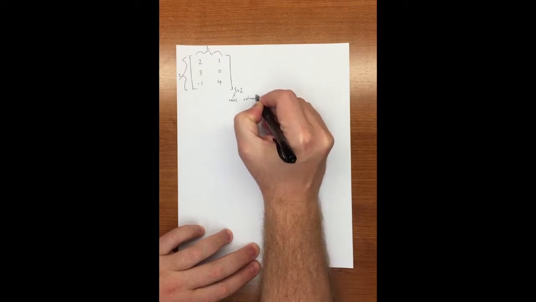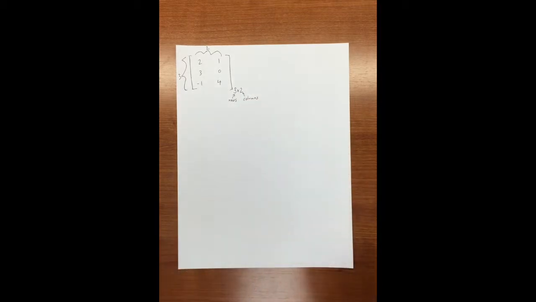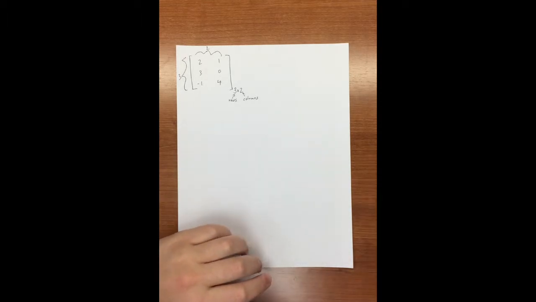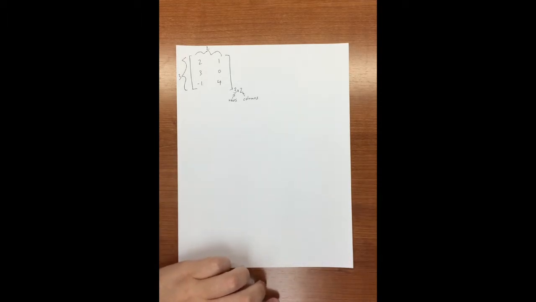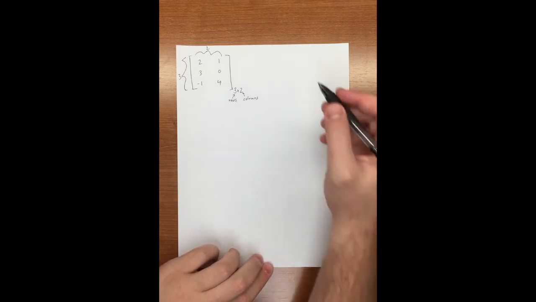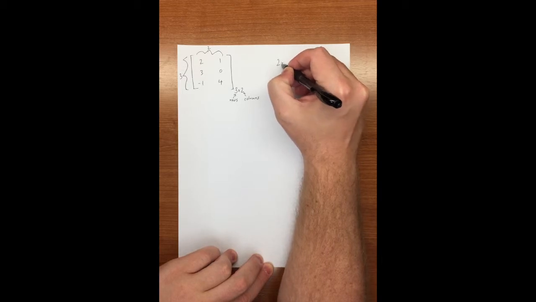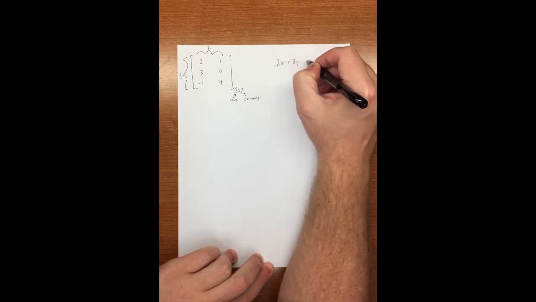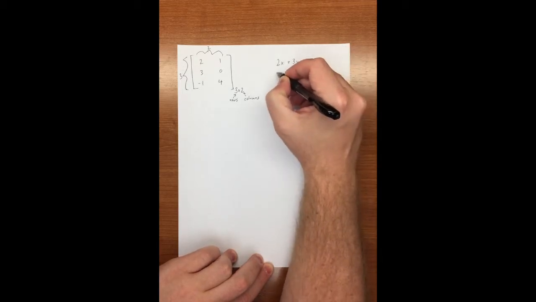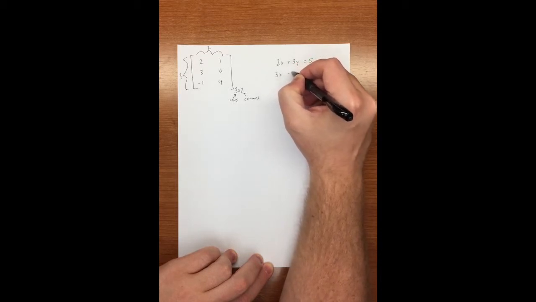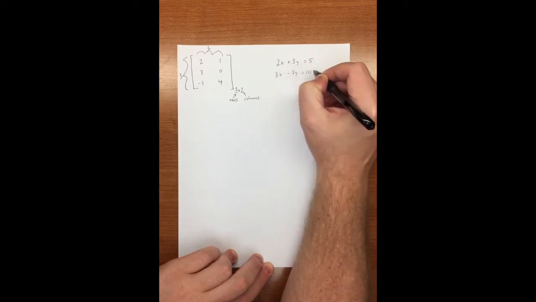Now, matrices are used all the time, especially to denote a system of equations. So back when you took either a developmental math class or somewhere in an algebra class, you saw a system of equations that might look something like this. It might look like 2x plus 3y equals 5, and then we have something like 3x minus 3y equals 10.